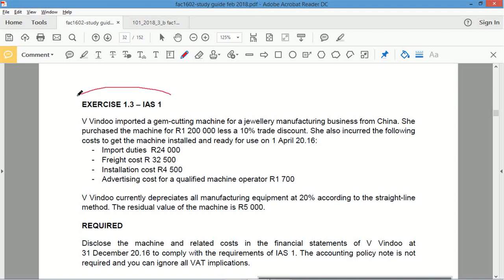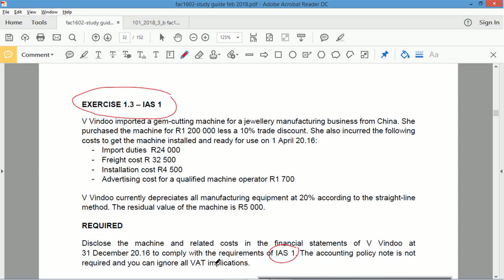IAS 1, exercise 1.3, talking about disclosure. So where do we start? We look at the required. Disclose the machine and related costs in the financial statements of V at 31st December to comply with the requirements of IAS 1. That just means disclosure and presentation.